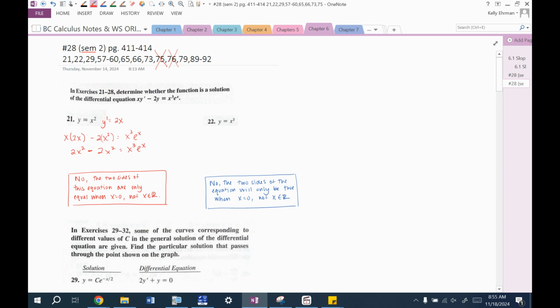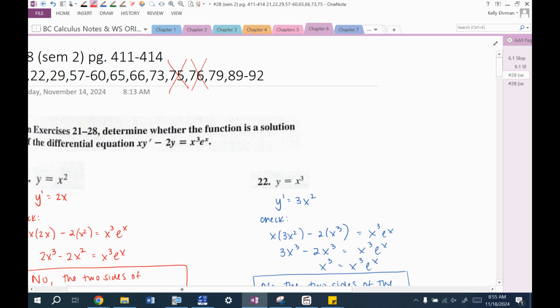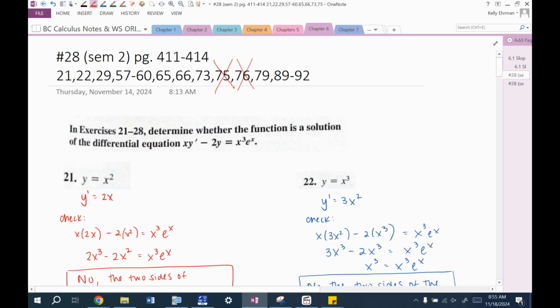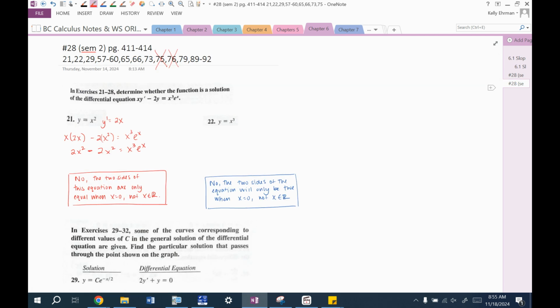I thought I had an x cubed over here. Let me check my work on that, or did I just write something wrong? Oops, I just wrote something wrong. Okay, anyway, so this is like, does 0 equal x cubed times e to the x always? No, these two sides are only equal if x is equal to 0. So the equation has to be true for all x, all real numbers. So even though it's sometimes true, not always.